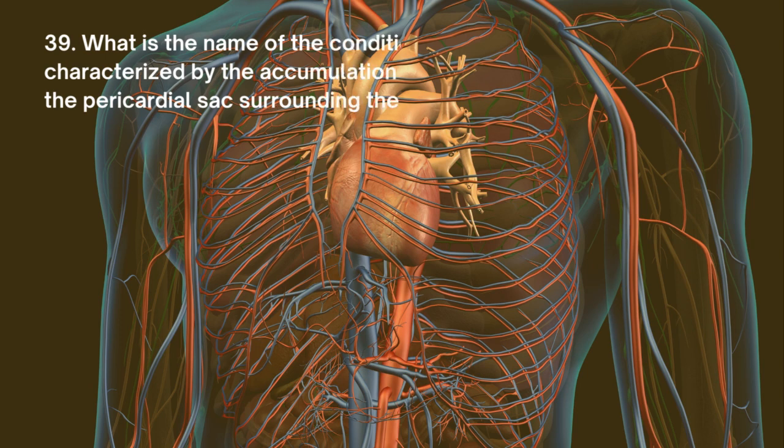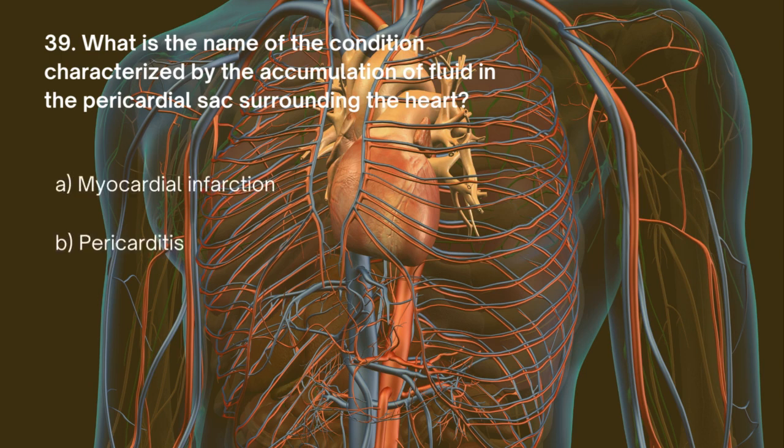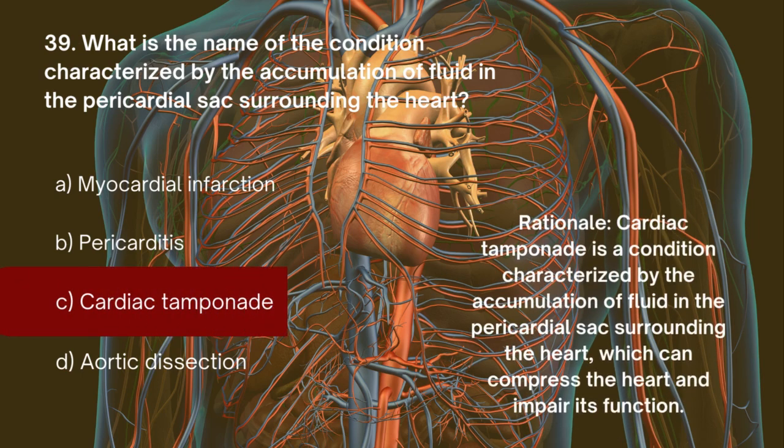39. What is the name of the condition characterized by the accumulation of fluid in the pericardial sac surrounding the heart? A. Myocardial infarction. B. Pericarditis. C. Cardiac tamponade. D. Aortic dissection. Rationale: cardiac tamponade is a condition characterized by the accumulation of fluid in the pericardial sac surrounding the heart, which can compress the heart and impair its function.